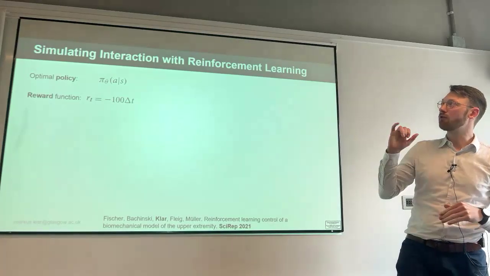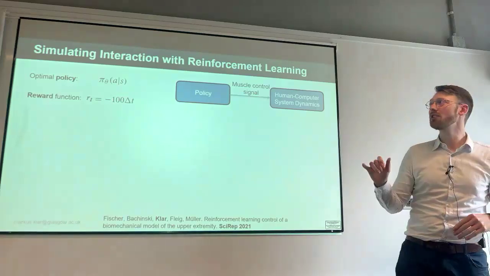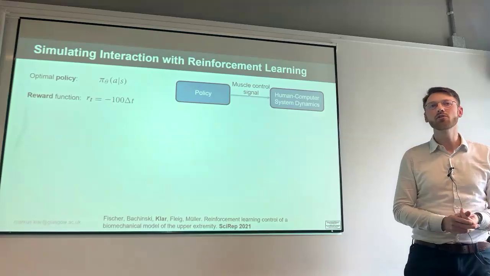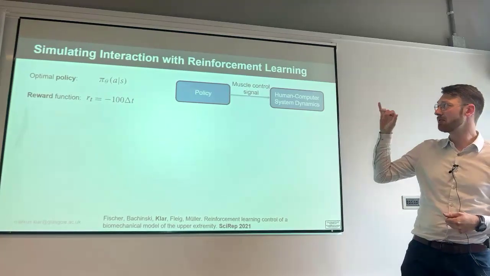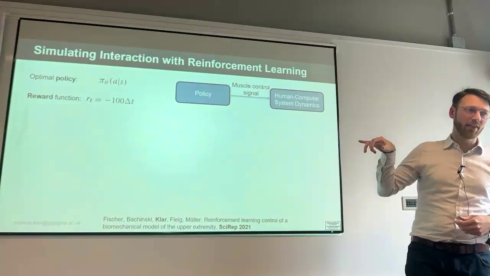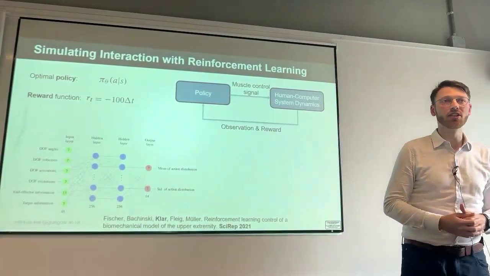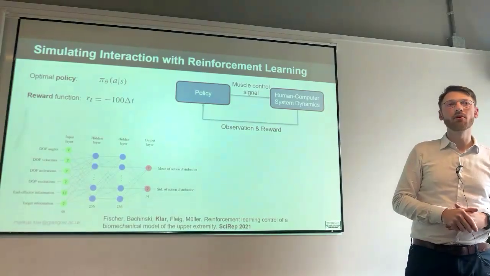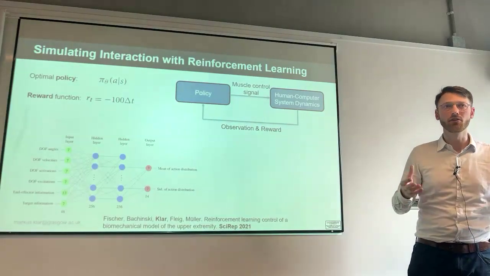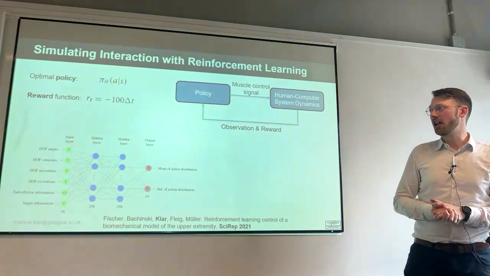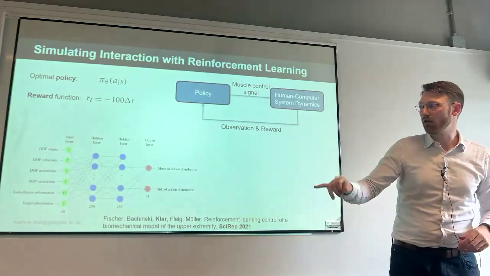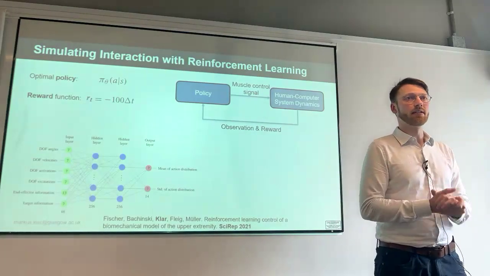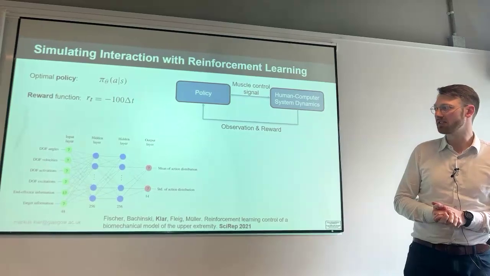But the way reinforcement learning works is we have the policy that predicts an optimal muscle control signal, sends that to our assisted dynamics, and then we get observations and rewards out of this, which we can then put back in the policy. We can use different policy learning algorithms to update our parameters in this deep neural network, and in the end, obtain an optimal policy.